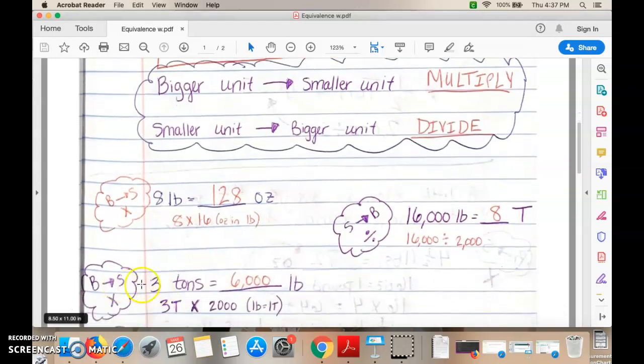Another one, 3 tons equals how many pounds? Well, I'm going from a bigger unit of measurement to a smaller unit, which means I need to multiply. So I'm taking 3 tons times 2,000, and I took it times 2,000 because 2,000 pounds equals 1 ton. So 3 times 2,000, 3 tons would equal 6,000 pounds.